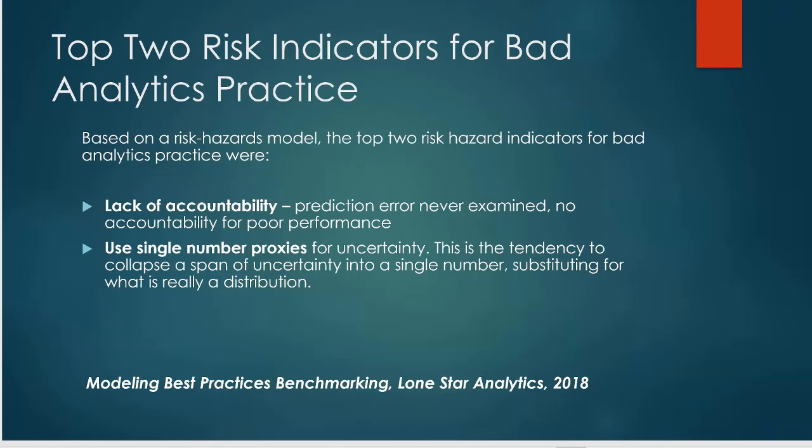So I wanted to apply this really neat result from a study about risk indicators for bad analytics practice. I wanted to apply that to water. So based on an empirical model using a risk hazards approach, there were 2 risk hazard indicators for bad analytics practice. And they included lack of accountability, that the prediction error was never examined, and there was no accountability for poor performance, and using single number proxies for uncertainty, the tendency to collapse a span of uncertainty into a single number, substituting for what is really a distribution, which can get you into trouble.